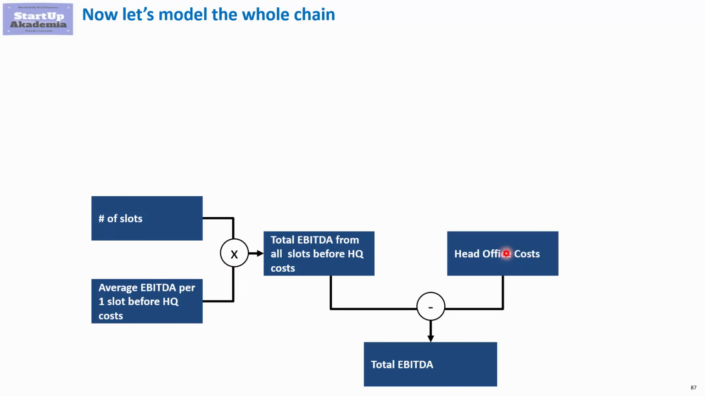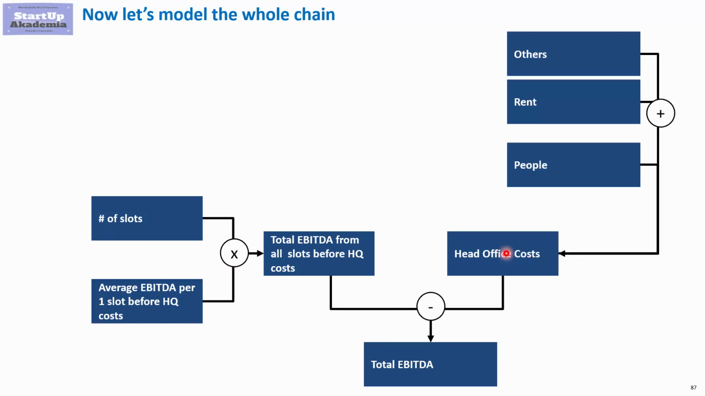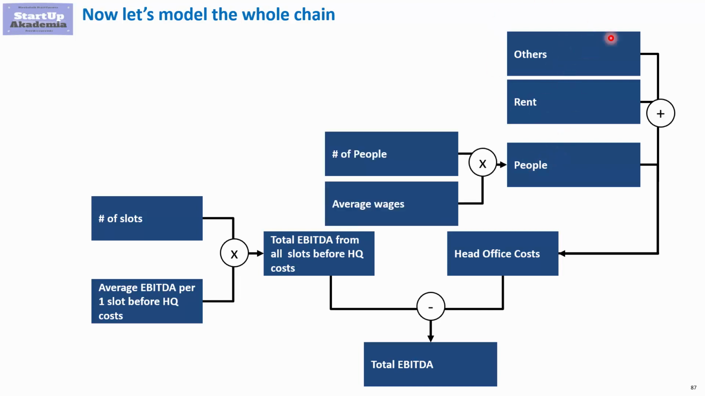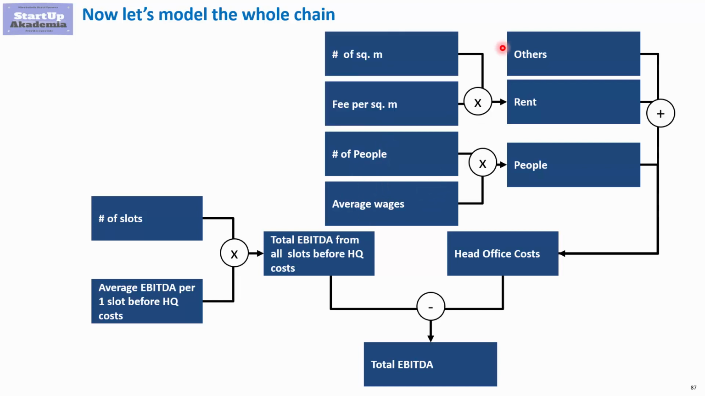The head office costs will depend on 3 main things: rent, people, and obviously other costs. The people cost, in other words labor, will depend on number of people and average wages, and the rent will depend on number of square meters that we need for our office and also to keep the things we need for the flips, and some fee per 1 square meter.